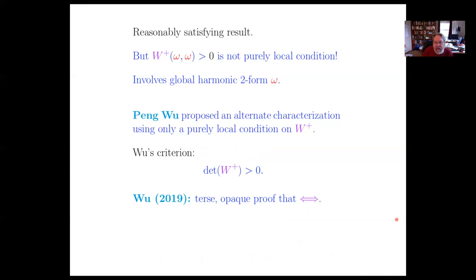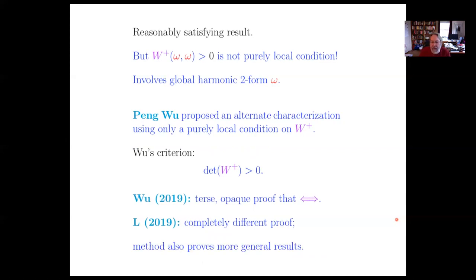Because I had a hard time understanding his proof at first, I decided to check it by finding a completely different proof of my own. And my own proof, which I'll describe a little bit, actually proves more general results. And I'll also be briefly discussing a more recent paper which gives some related classification results.